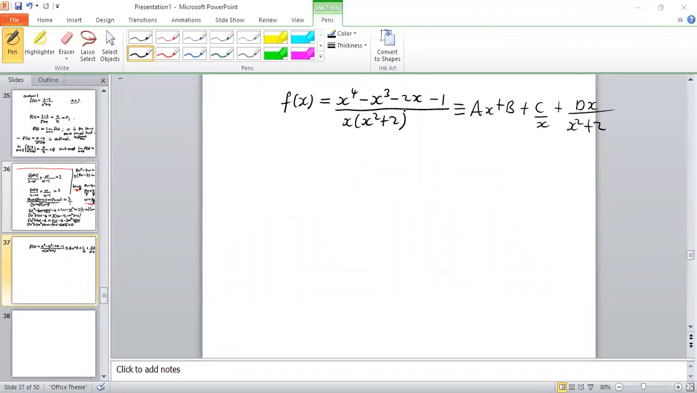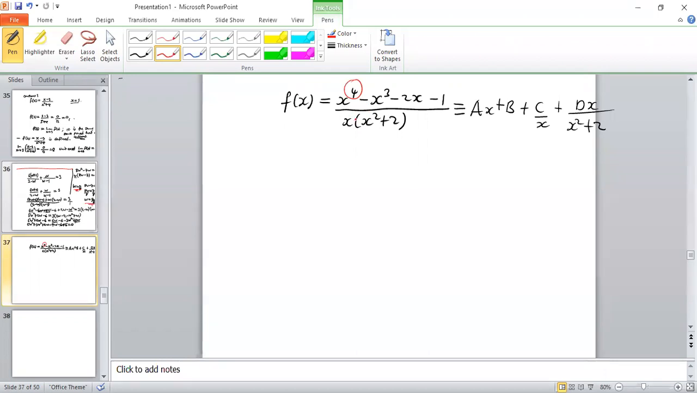So this is a partial. Now this is an improper fraction, because the power here is 4, and when we expand the denominator we are going to have power 3. So we will need to divide so that we get the quotient. First, let's expand the denominator.